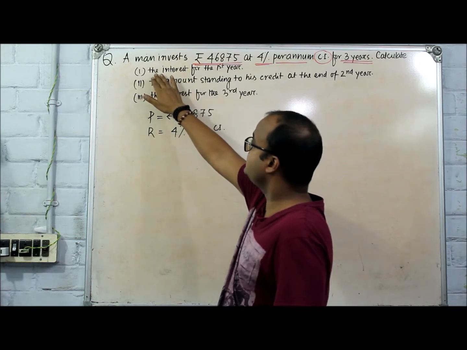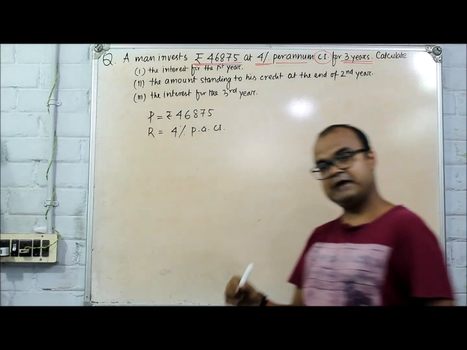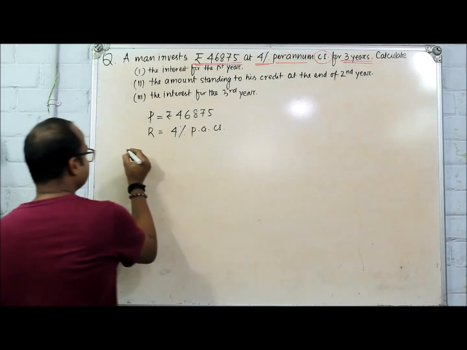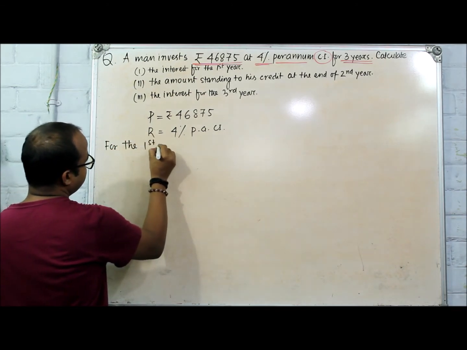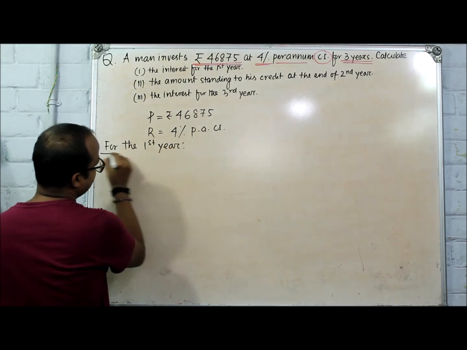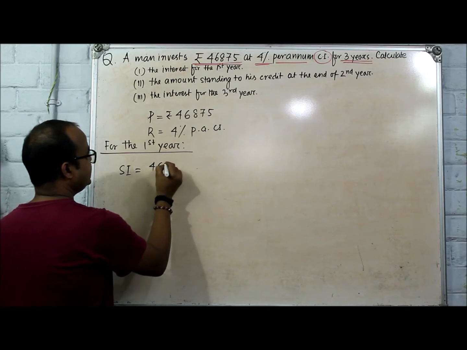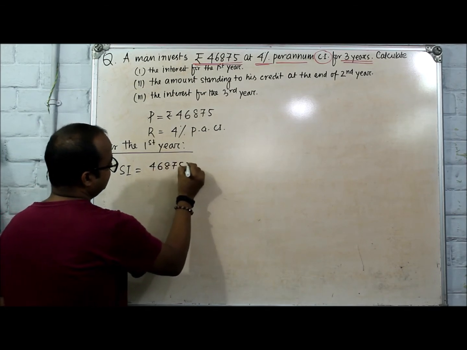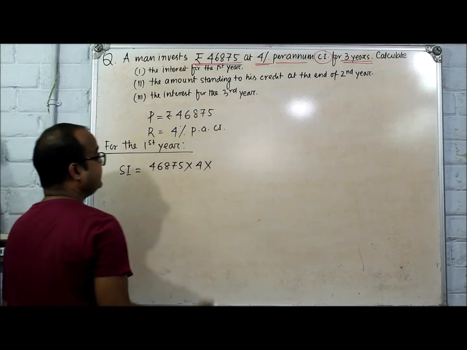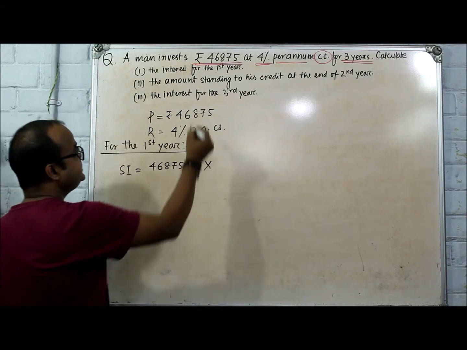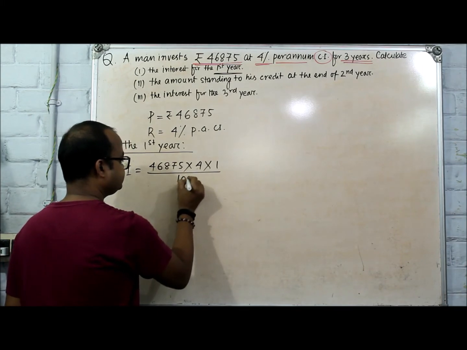So first, we have to calculate the interest for the first year. So we apply the formula of SI. For the first year, SI is equal to P, that is 46875, into R, into T, and we are calculating the interest for the first year, so time will be equal to 1, by 100.